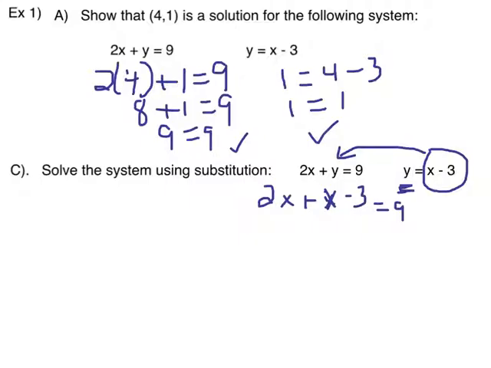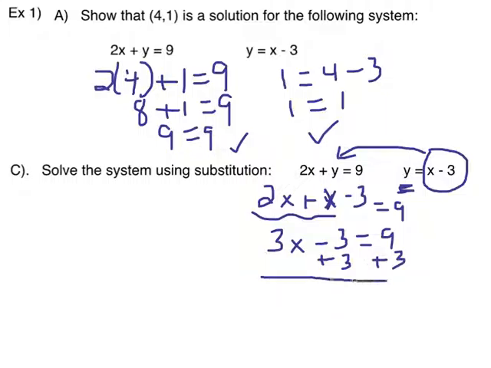Then what do you do? You just solve it like you normally do. What is 2x plus 1x? Well, that's 3x. And 3x minus 3 has to equal 9. Then you do your little math. You add the 3 from one side to the other, because the x's are already all on the left. And you'll get 3x equals 12. And divide by 3. When I do that, I get x equals 4.